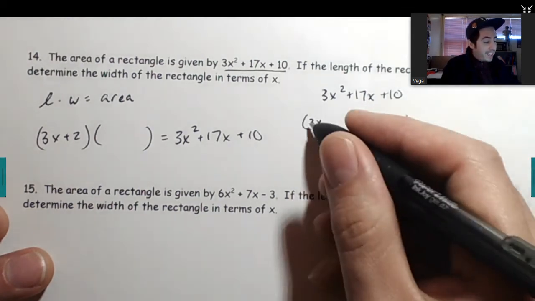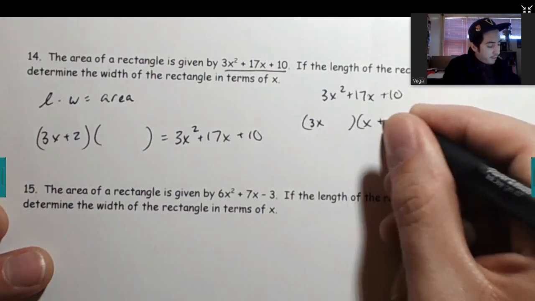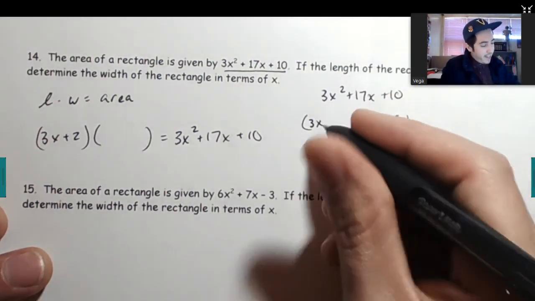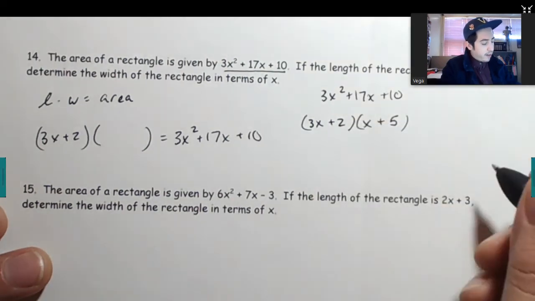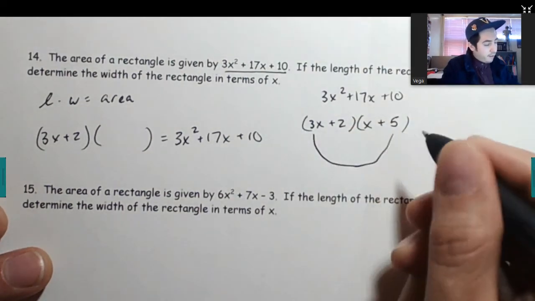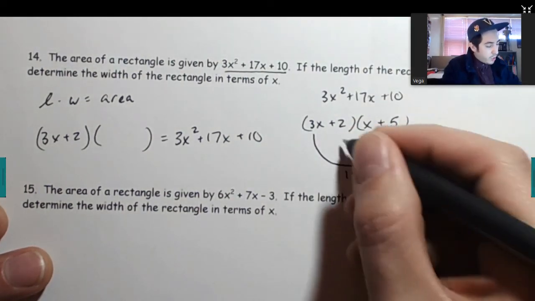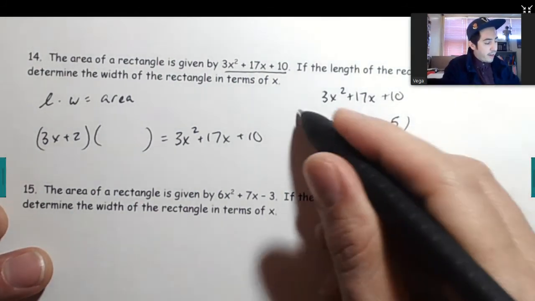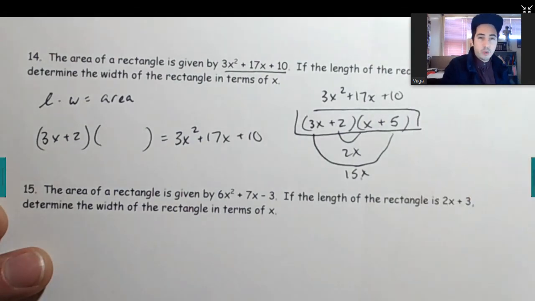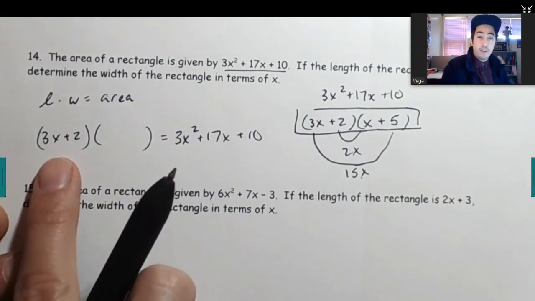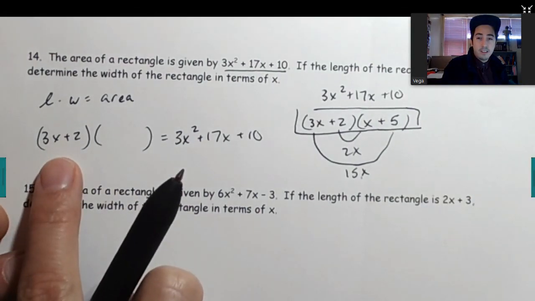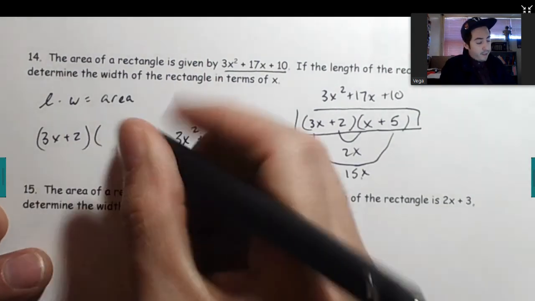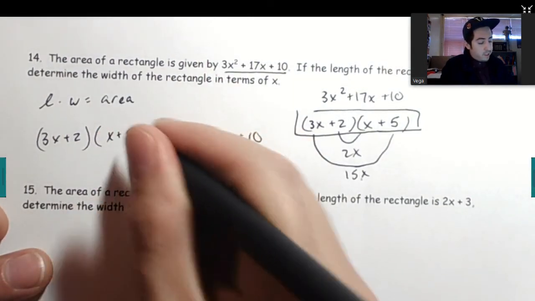So the 3 needs to go with the 5. The 2 goes with the x here, right? 3 times 5, 15x. 2 times x, 2x. 2 and 15 is 17. So these are your factors. 3x plus 2 times x plus 5. You already knew the 3x plus 2. So then x plus 5. This is your width.